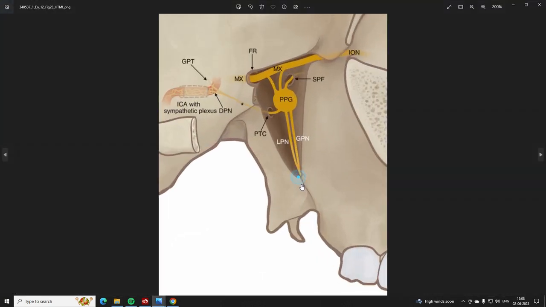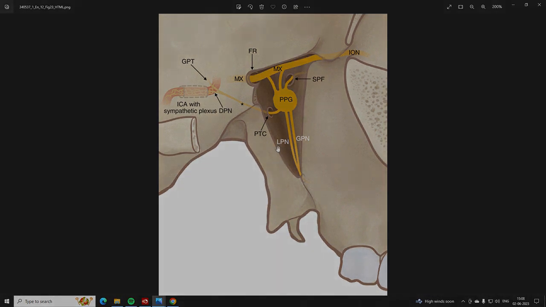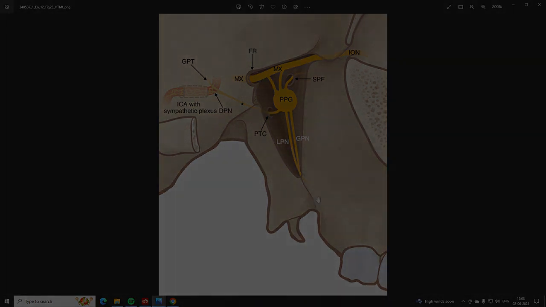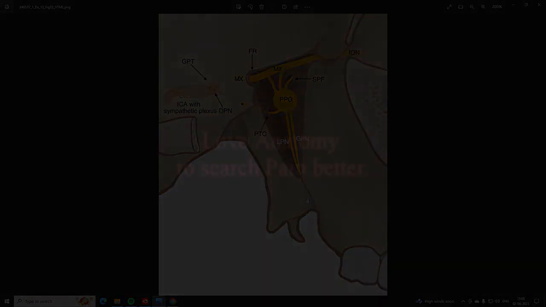Again, you can see this is the posterior surface of the maxilla. This is the anterior border of the pterygoid plate. Here we can see the pterygoid hammer. This is the posterior border of the pterygoid plate. So this is the teardrop shaped pterygopalatine fissure, which is closed in the inferior part but open in the superior part. Through this, we are actually entering into the pterygopalatine fossa.